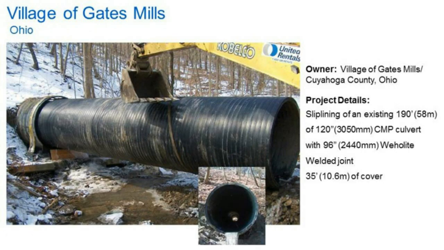Another project we have here is Village of Gates Mill. This was in Cuyahoga County, Ohio. This was slip lining of 190 feet of 120-inch culvert. Existing culvert with 96-inch Weholite with welded joints. This was a private community, so the reline prevented heavy haul trucks in and out all day for weeks.